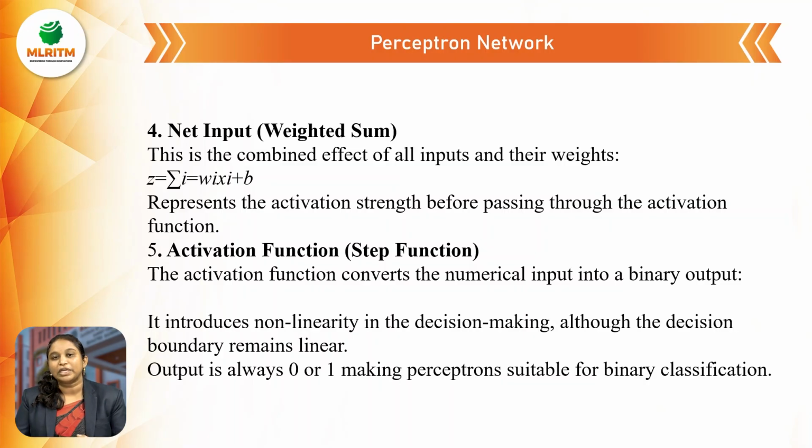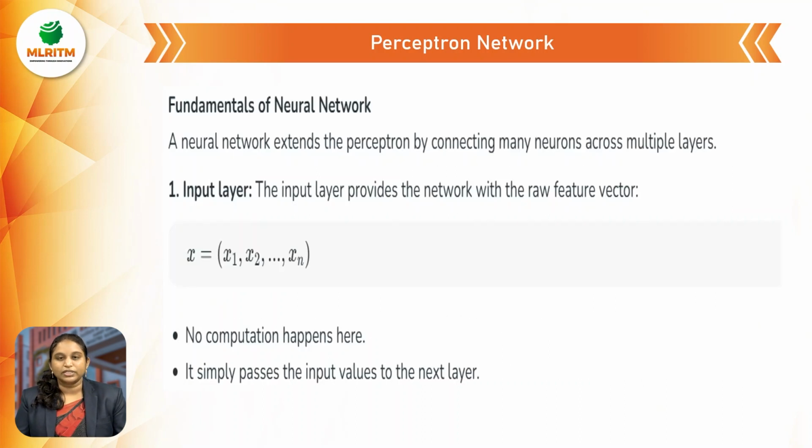Nothing but it introduces a non-linearity in the decision making. So the decision is going to give the linear part. Always the output is 0 or 1, which is nothing but making the predictions on the basis of binary classification. It's going to take the suitable part for the binary classification.